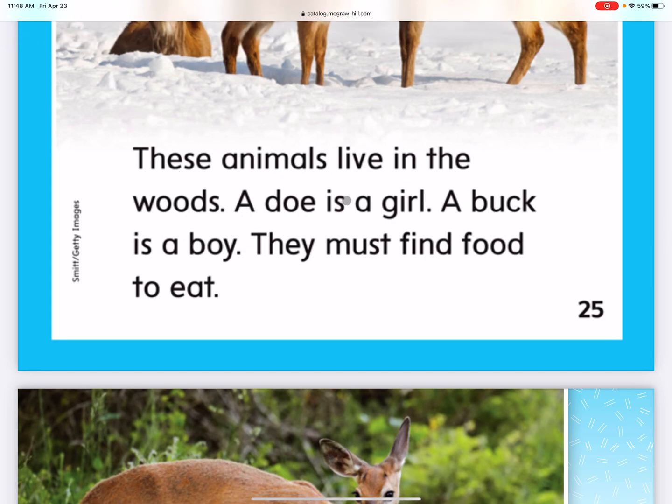These animals live in the woods. A doe is a girl. A buck is a boy. So we call female deer does and male deer bucks. They must find food to eat.